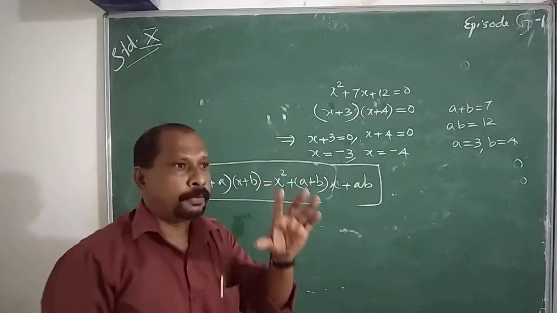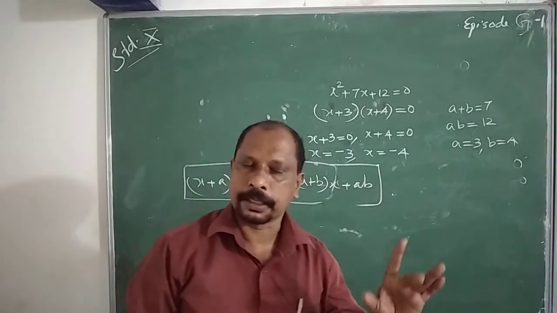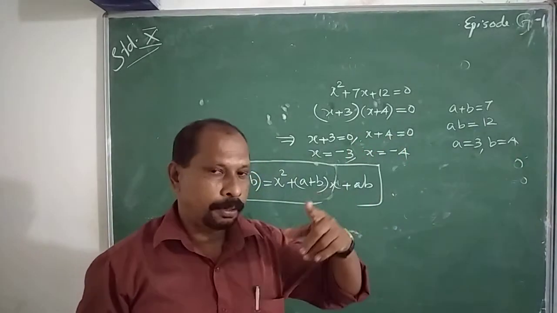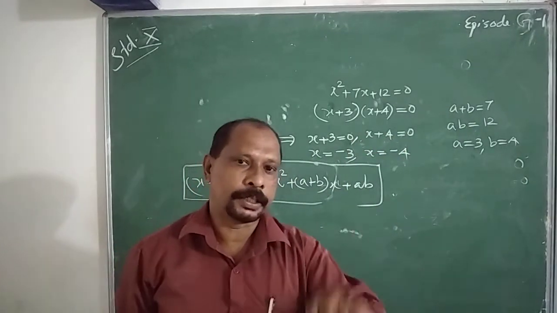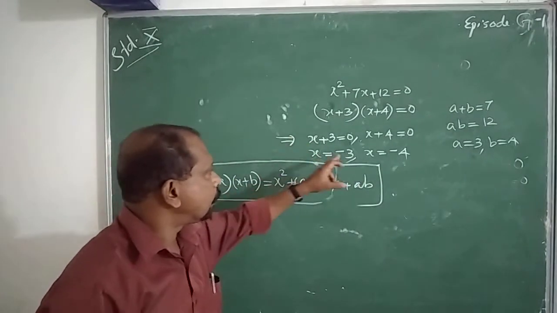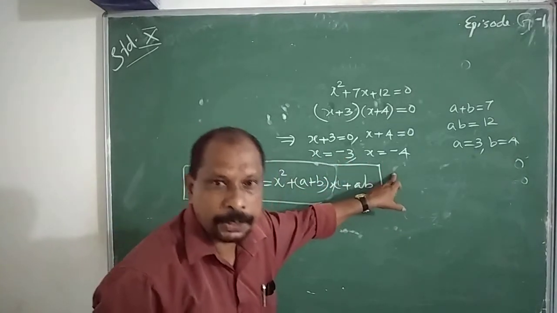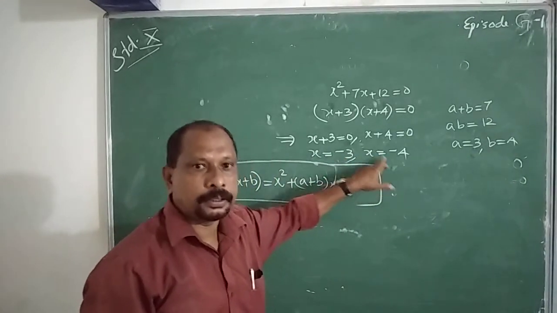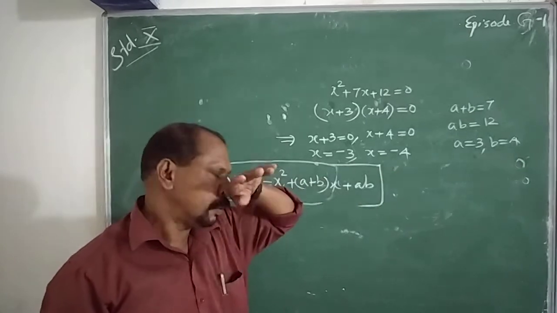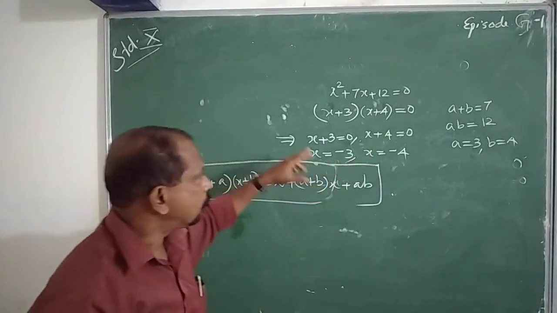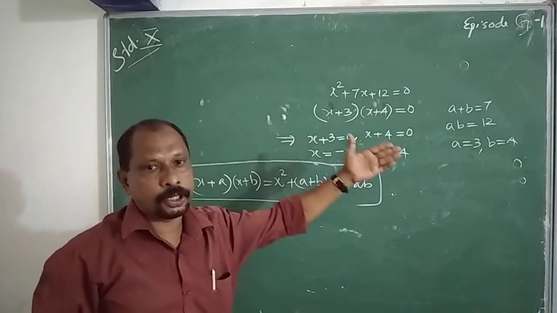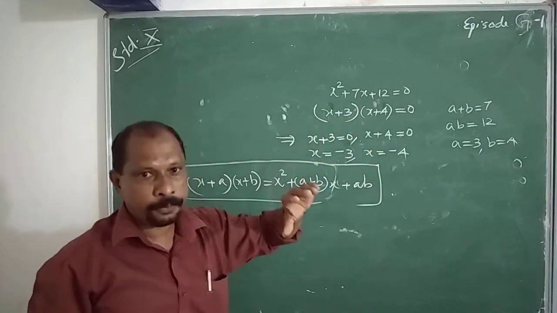In the first example we know that the values are same. Second example same. Third example we know that it is positive and negative. And in this case, two values are not same. They are different. They are also real numbers. Therefore, we know this example, that is x square plus 7x plus 12 is 0.